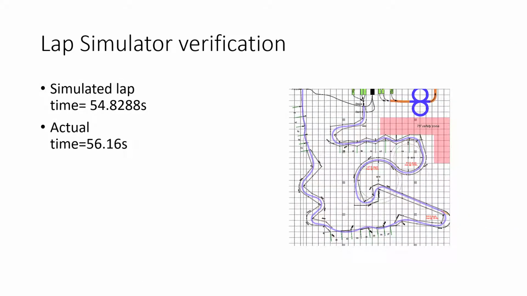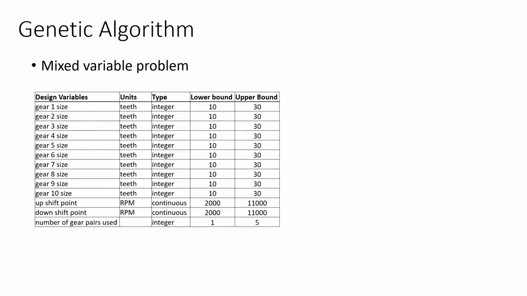Once I was able to get my lap simulator to function, I was able to verify that it was working properly by comparing its output with real-world results for a specific racetrack. The results came out pretty close. With a working math model, I was able to start optimizing. The optimized variables include the number of teeth on every gear, the point at which the transmission changes gear, and the number of gears in the transmission.